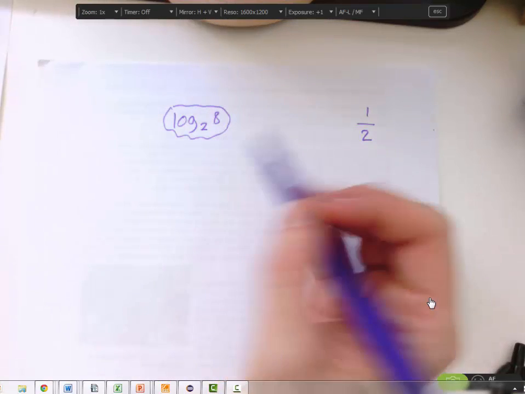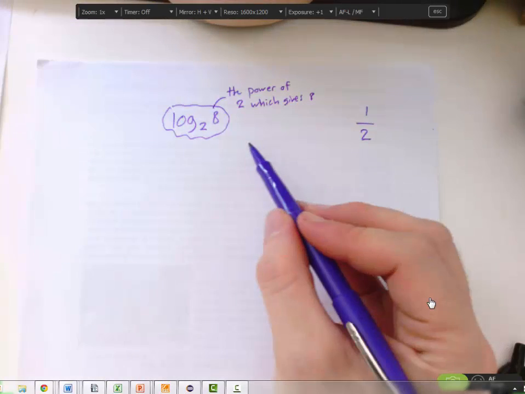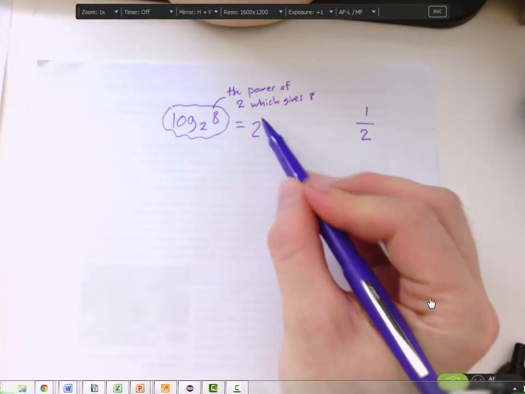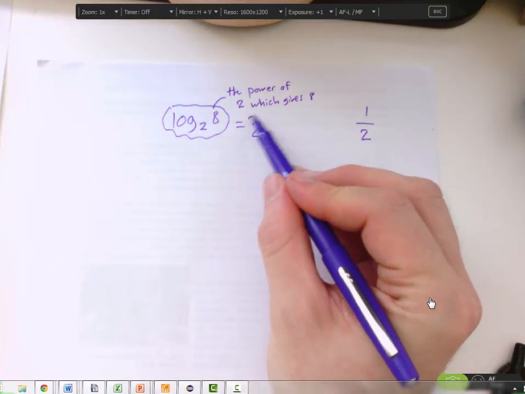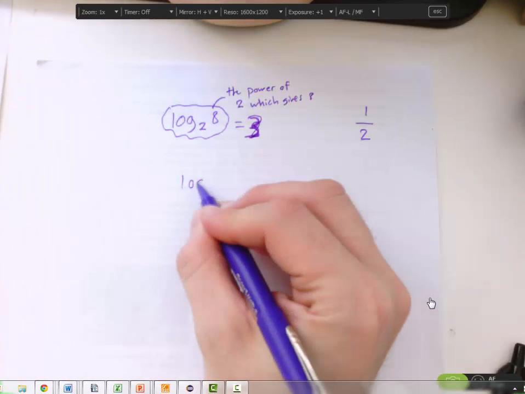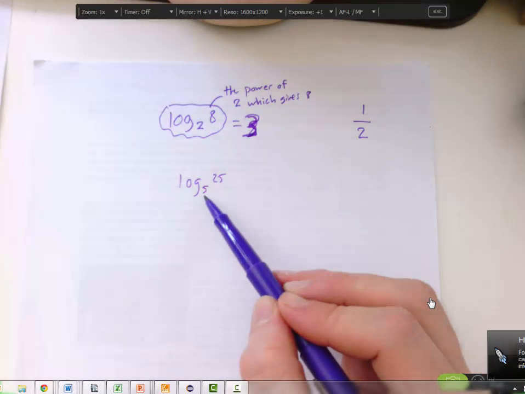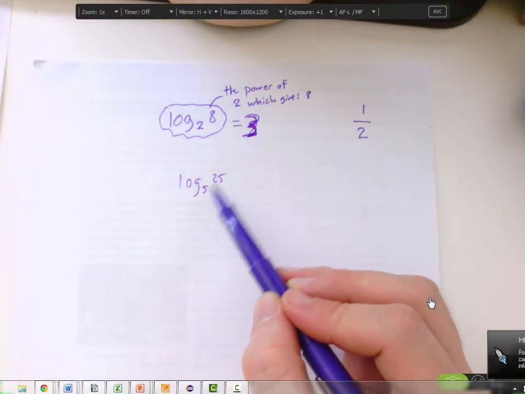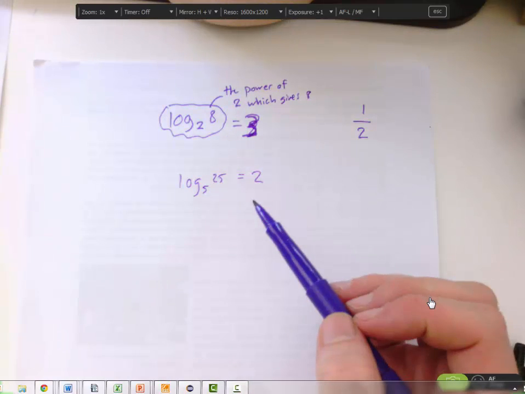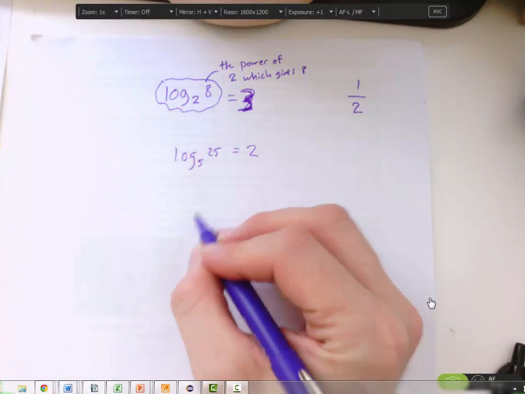So what number is it? This represents the power of 2 which gives you 8. So I know that 2 to the third power gives me 8. Whoops, excuse me. So that means that this must be 3. If I said log base 5 of 25, that's what power of 5 will give me 25. The second power of 5 gives me 25. So if you use that thinking, let's think about this problem for a second.